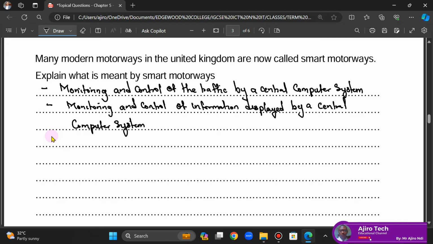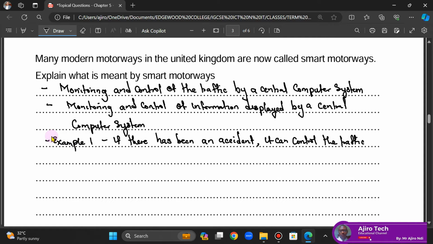So what are the examples we can see in the smart motorway? Example one: if there has been an accident, it can control the traffic to keep it moving.